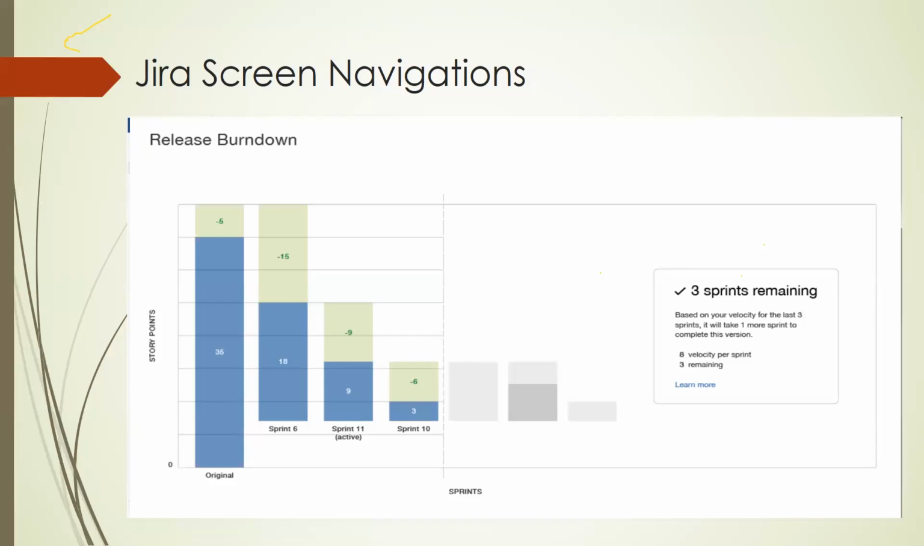Okay. So here you can see there are 8 velocity per sprint happening and 3 remaining. These are 3 sections which are still remaining. To know more, you have to click on this learn more and it will talk about this particular sprint which is still not attended or not completed. Who has created it? What is the issue name? What is the issue?